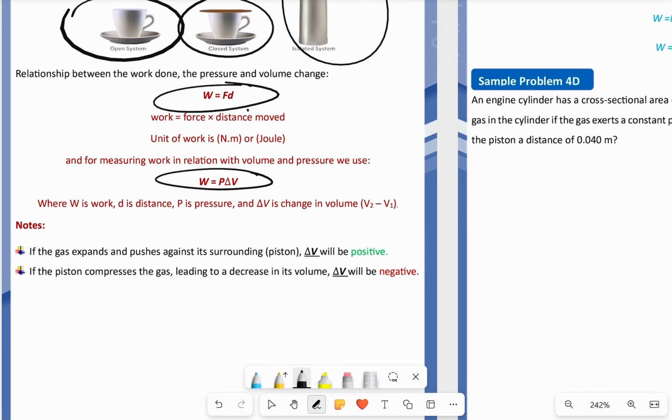Now, the unit for work is Newton per meter, and it is the same unit as energy.